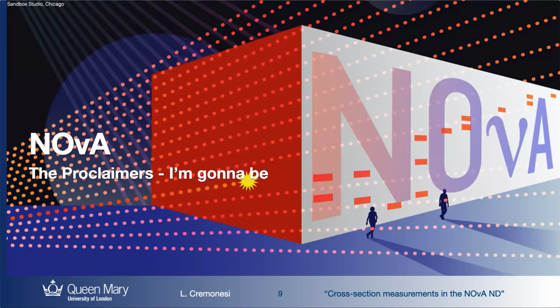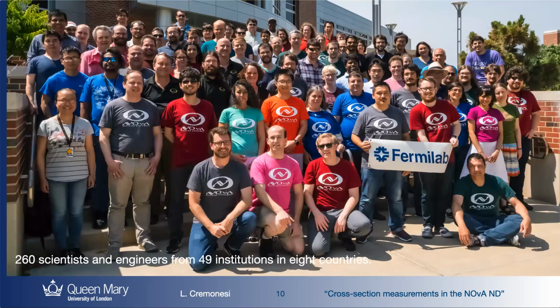For the NOvA experiment, I chose a picture that I think was actually taken at our collaboration meeting. I don't remember what year it was. Was it 2018, in which we were right there in Wichita? And you can probably recognize a familiar face right here at the front. I'm more in the middle of the crowd with different hair because it was a different time. The NOvA collaboration is composed of 260 scientists and engineers from 49 institutions in 8 countries.